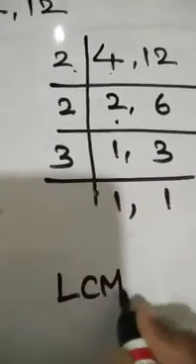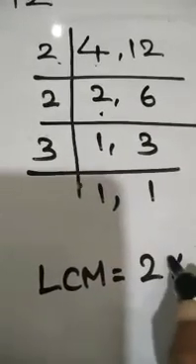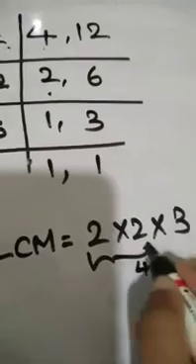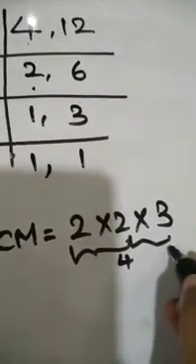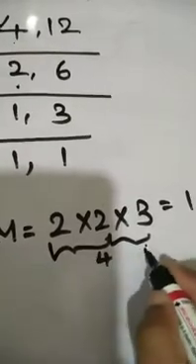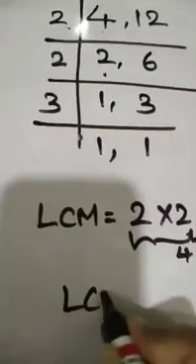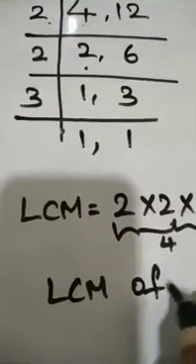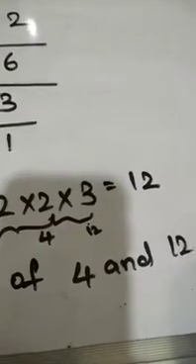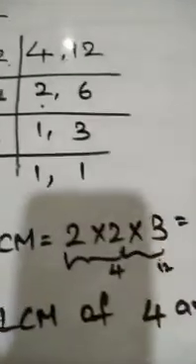LCM equals 2 into 2 into 3. 2 2s are 4, 4 3s are 12. So the LCM of 4 and 12 equals 12.